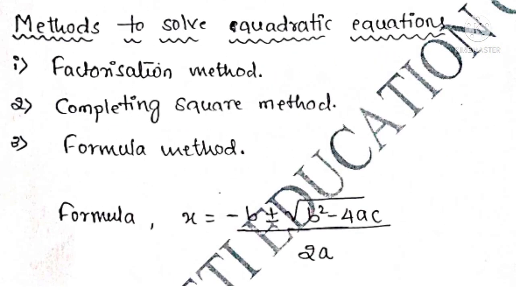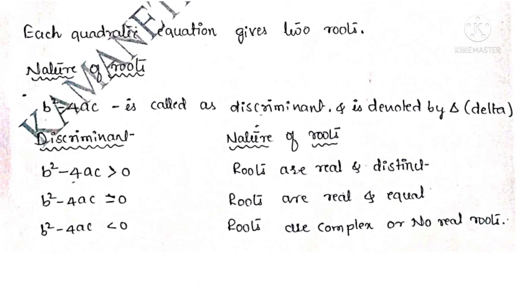There are various methods to solve these quadratic equations. One is the factorization method, then the complete square method, then the formula method. Here the formula to solve the quadratic equation is x equal to minus b plus or minus square root of b square minus 4ac, divided by 2a. Each quadratic equation gives two roots.